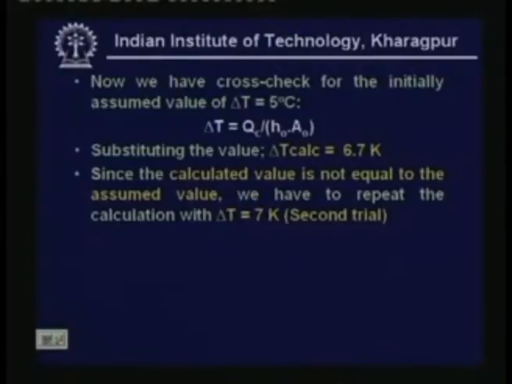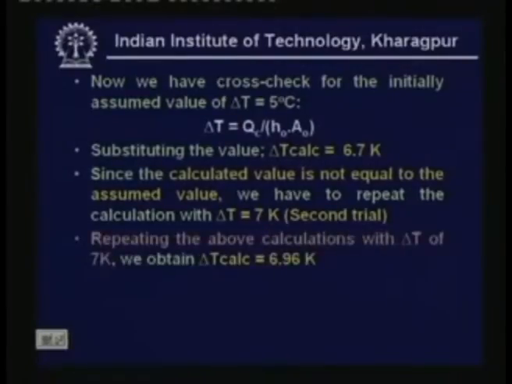So what we do is, as I said, since the calculated value is not equal to the assumed value, we have to repeat the calculation with delta T equal to 7 Kelvin. So this is the second trial. Once you assume delta T as 7 Kelvin, again you have to find H naught, because H naught is expressed in terms of delta T.